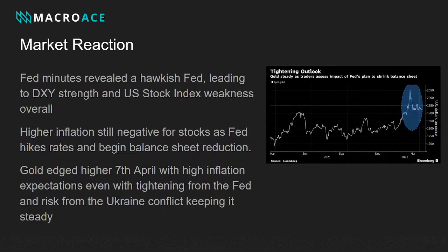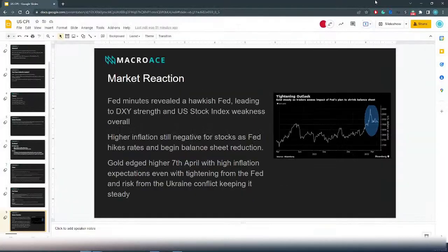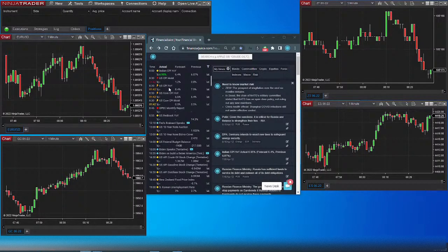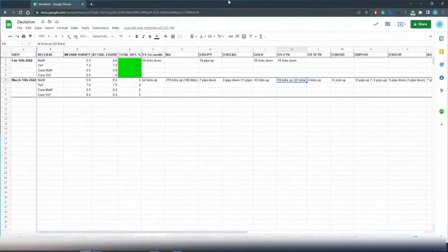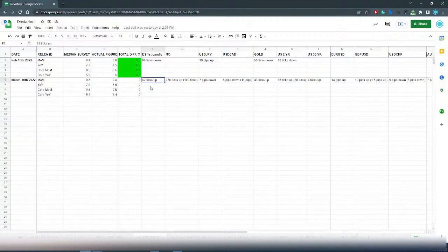Okay. All right. So I'll quickly go through some. We've got less than 2 minutes left. We also have the deviations as well. So on the March 10th, we'd seen about 62 ticks towards the upside on the first candle, and on the NQ about 270 ticks, and then 10 minutes later, we're still up about 100 ticks. Dollar yen, obviously, we'd seen about 7 pip move towards the downside. A dollar CAD seen about 8 pips move towards the downside, and then 11 pips after about 10 minutes. Gold seen about 43 ticks towards the upside.